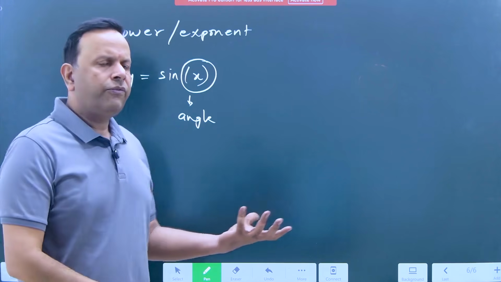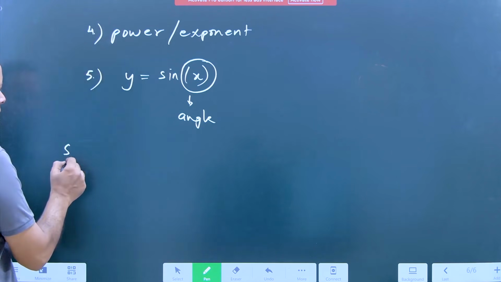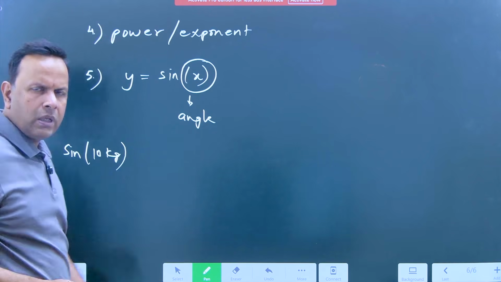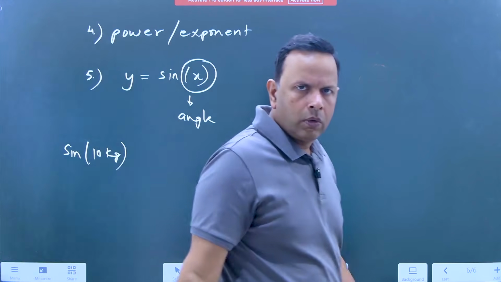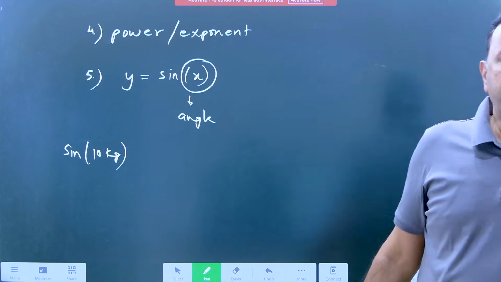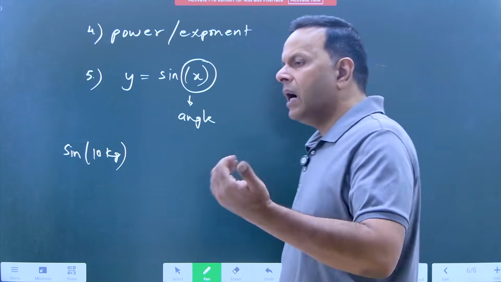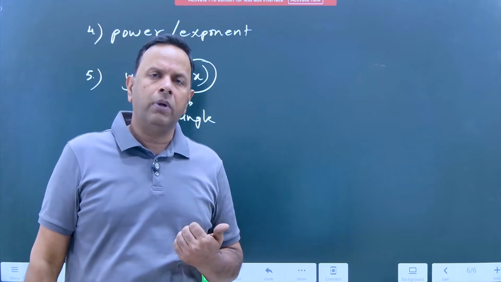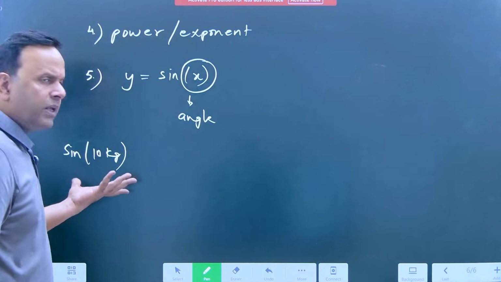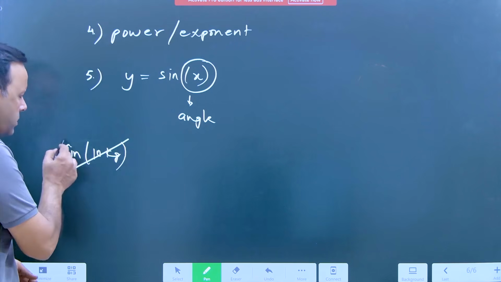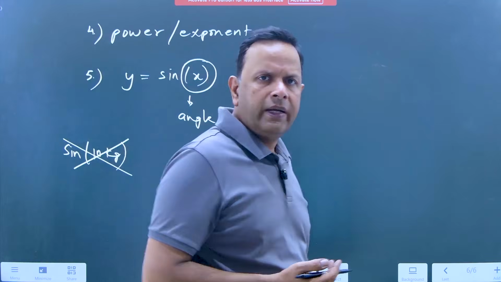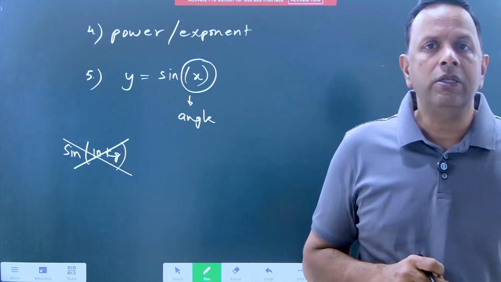Can you define sine of 10 kg? Does it make some sense? No. Angle will be defined as arc upon radius, and then only the sine theta makes some sense, perpendicular upon hypotenuse. How can you define sine of 10 kg? It is stupid. It doesn't exist. It doesn't make sense if I write sine of 10 kg.